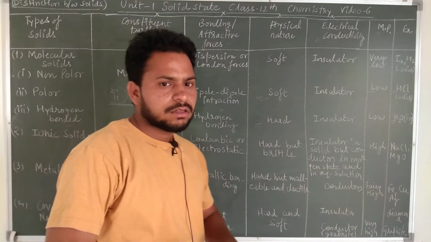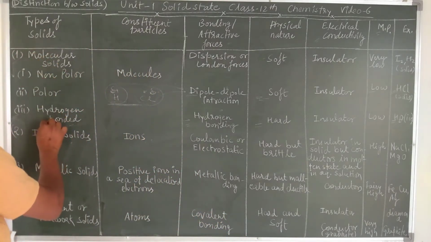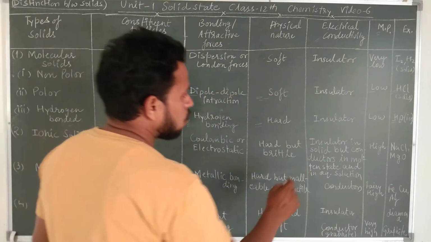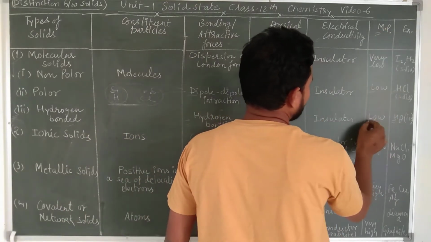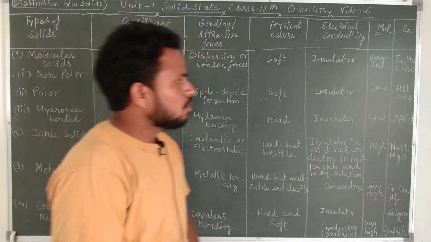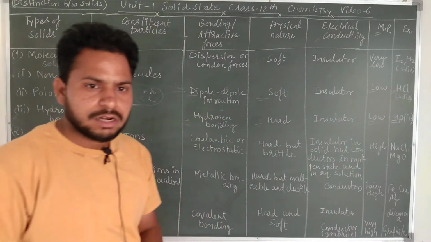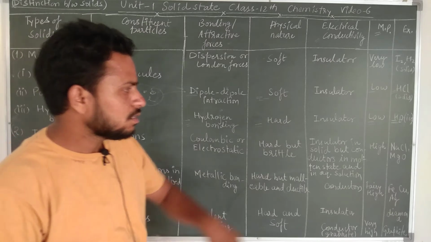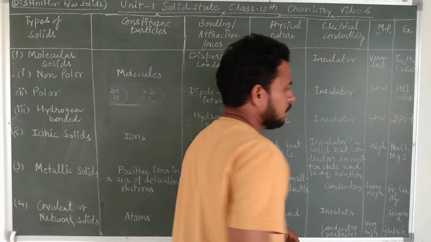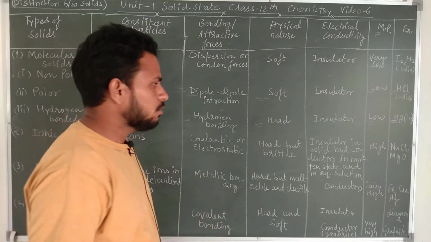If we conclude, all types of molecular solids are insulators, and their melting point is low. And if we talk about an example, it is H2O. H2O here is not in liquid or gaseous state; if we talk about solid, this is the solid form. And we all know that water in solid form is ice. We talk about ice.